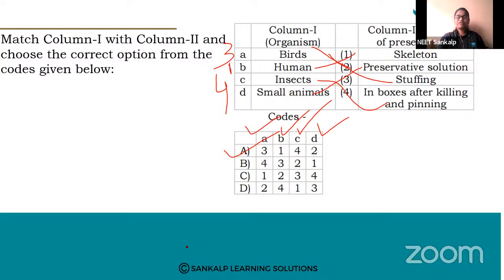In the next session, we will start the multiple choice questions on the plant kingdom. Before solving the multiple choice questions, I will also explain some theoretical concepts. Okay, guys, so let me end the session here.